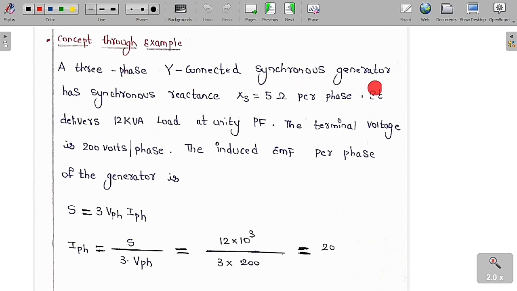A 3-phase star connected synchronous generator has synchronous reactance XS equal to 5 ohm per phase. It delivers 12 kVA load at unity power factor. The terminal voltage is 200 volt per phase. The induced EMF per phase of the generator is what we need to figure out. As I have already told you, S is equal to root 3 VL IL, or 3 into V phase into I phase. So I phase is equal to S by 3 into V phase. S is 12 kVA, so 12 into 10 to the power of 3 by 3 into the terminal per phase voltage, which is 200. If you solve this, we get the phase current is equal to 20.